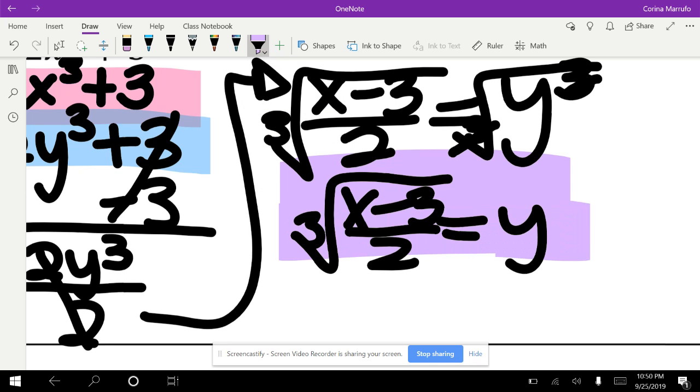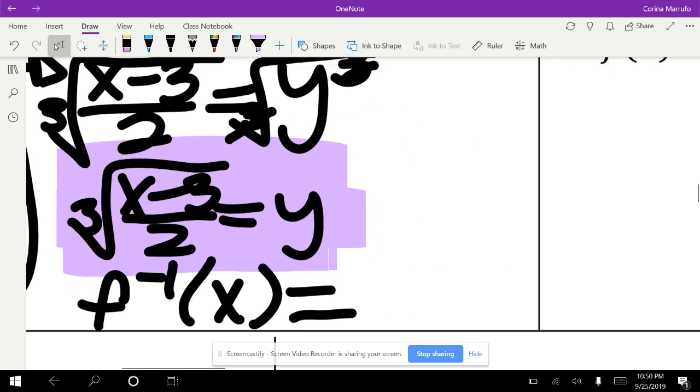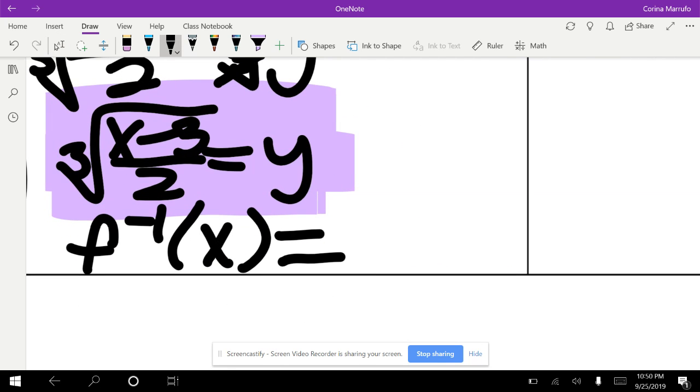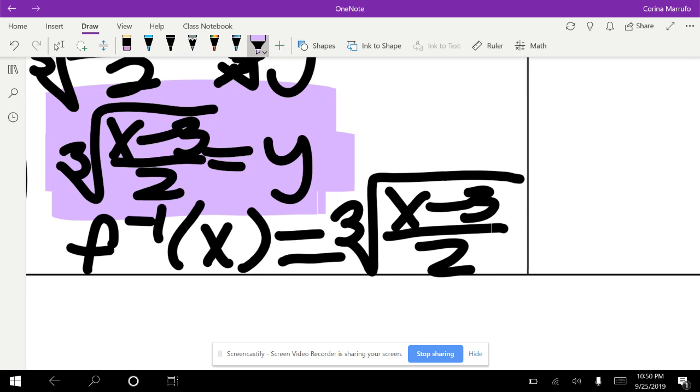And then our last step is to replace this y with f inverse of x. So our final answer, f inverse of x equals, and then it's going to be the cube root of, we'll have to put a little 3 in here to show that it's a cube root of x minus 3 over 2. And that would be our final answer.